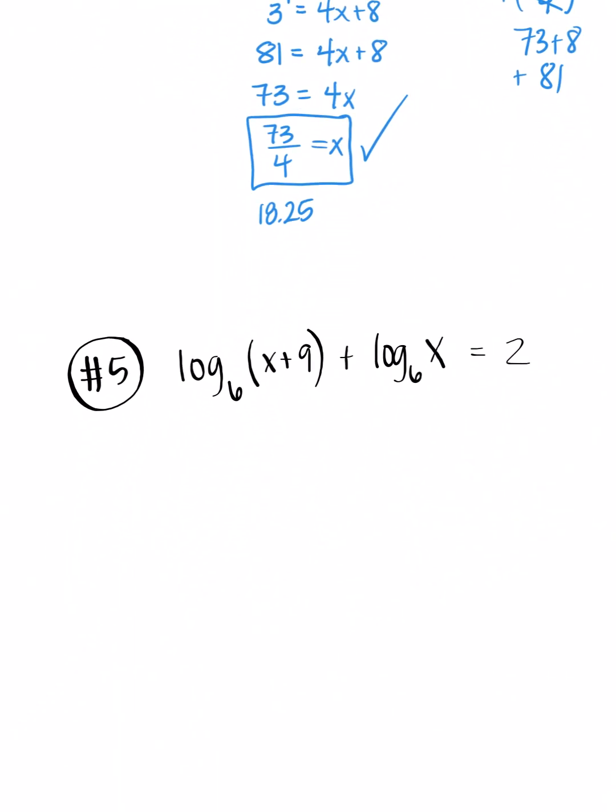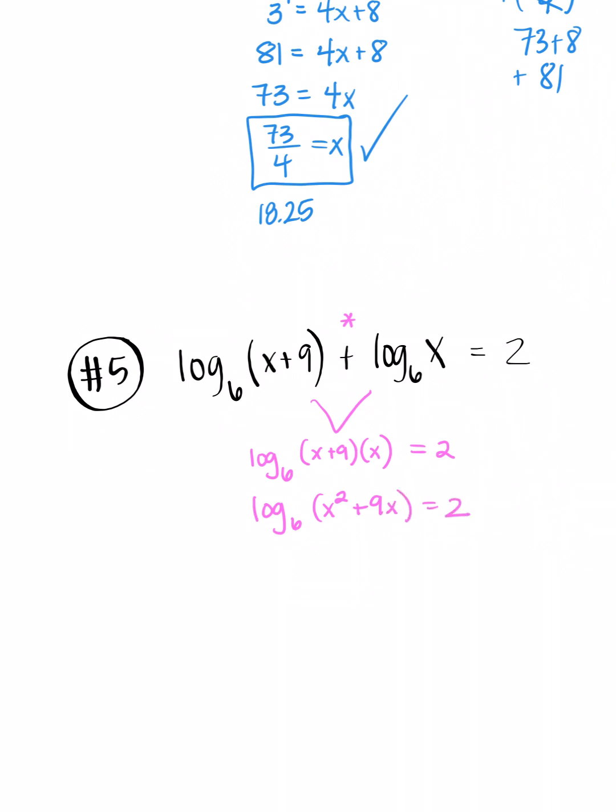One final example. Before I try to write as an exponent, because I recognize there's no logarithm over here, I want to condense my logs. So addition of logarithms really means to multiply. So log base 6 of x plus 9 times x. So now we've got to simplify that. X plus 9 times x is really x times x, or x squared, plus 9 times x.